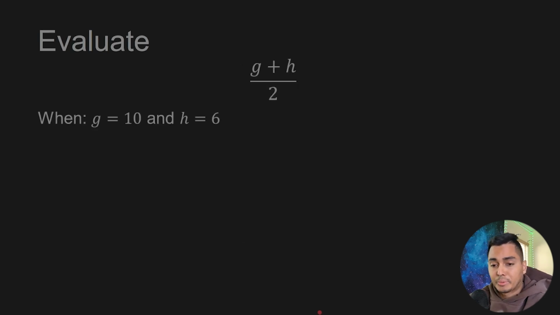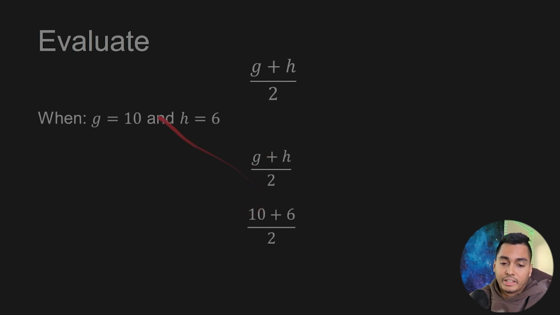All right, next example. Evaluate g plus h, quantity over 2, where g equals 10 and h equals 6. Again, in this case, do be careful with how you evaluate this expression. We have g plus h in the numerator. Let's go ahead and replace g with a 10 here, because g is equal to 10, and h is equal to 6 here. So g is 10 plus 6.